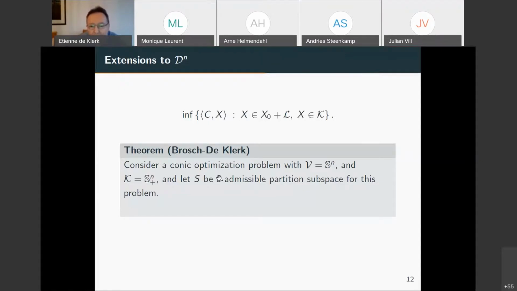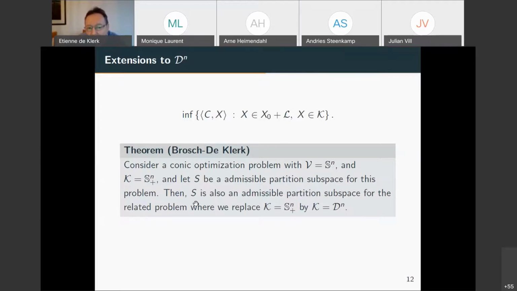Okay, so admissible partition subspace, so we can compute this thing. Then this admissible partition subspace we've computed for the positive semi-definite cone is also an admissible partition subspace for the problem where we replace the positive semi-definite cone by the doubly non-negative cone. In some sense, any admissible partition subspace for the problem with the semi-definite cone is also an admissible partition subspace for the problem with the doubly non-negative cone.